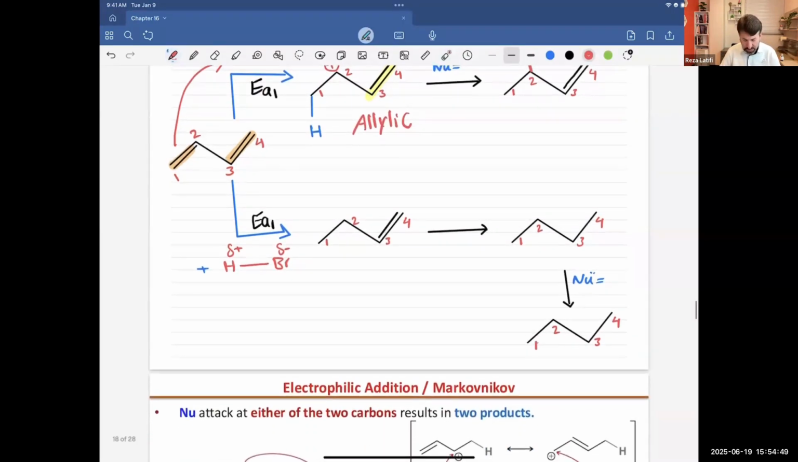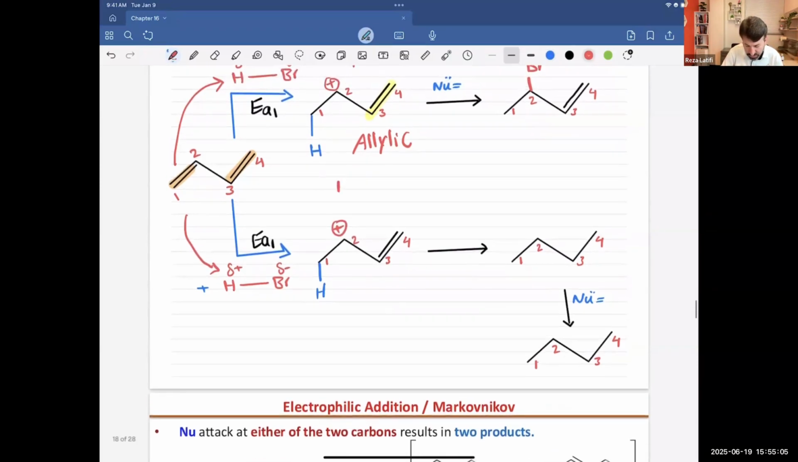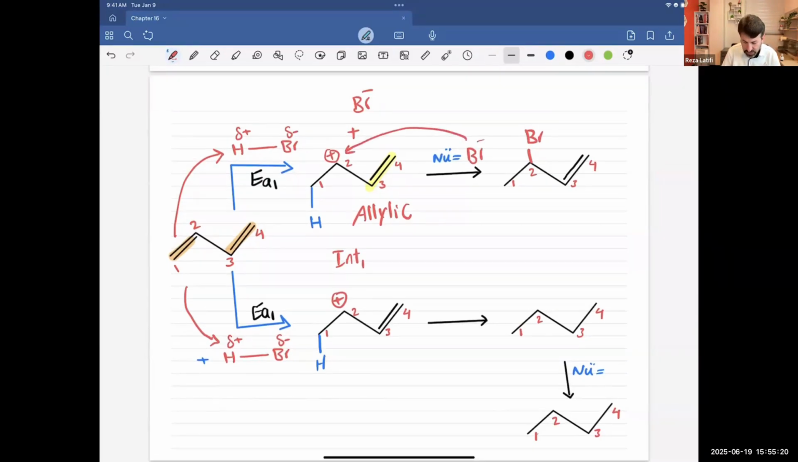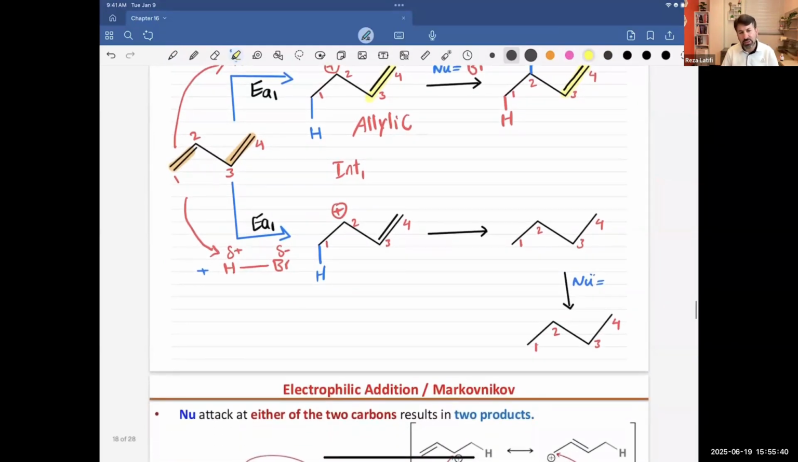Okay, and how about the second pathway? In the second pathway, we're going to go after H. We will take this H, attach it to carbon number 1, and again it will leave us with a positive charge on carbon number 2. So we got the same intermediate. The first intermediate will be the same for both of them. Now, in the top pathway, I can add the bromide, the nucleophile, to the intermediate. That's going to put the bromide on carbon number 2, while hydrogen is on carbon number 1. And I do have a double bond between 3 and 4 that is untouched, and I leave it as it is.